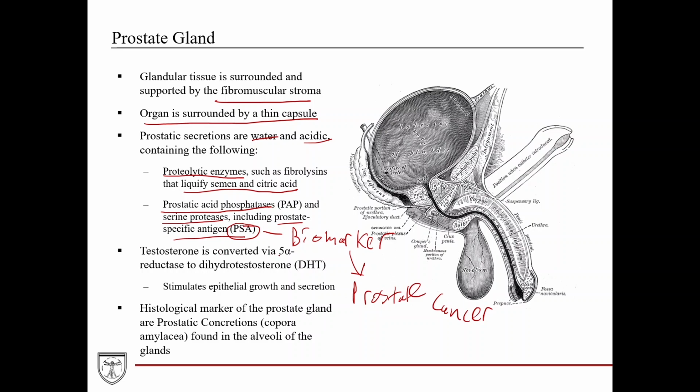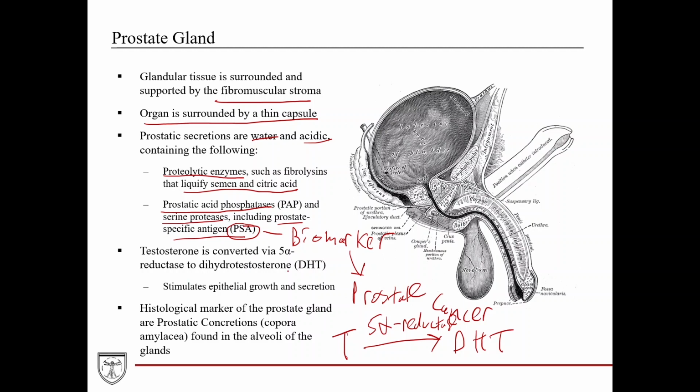Testosterone is actually converted into dihydrotestosterone, or DHT, which is a more active molecule, essentially a more active version of testosterone, and it's converted via this enzyme, 5-alpha reductase.